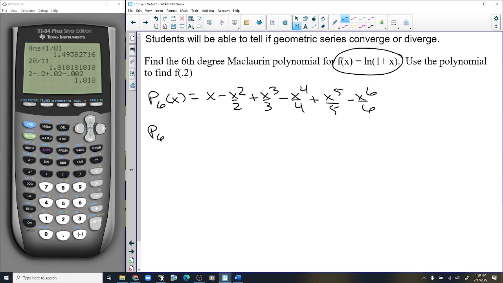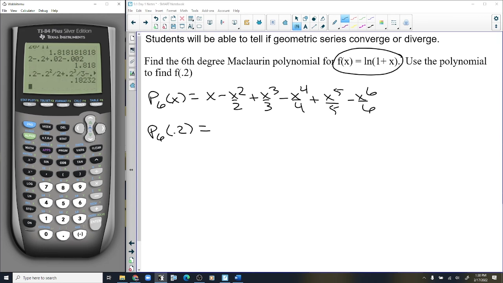So then P sub 6 of 0.2 is equal to, let's finish it out, 0.2 minus 0.2 squared divided by 2 plus 0.2 to the third divided by 3 minus 0.2 to the fourth divided by 4 plus 0.2 to the fifth divided by 5, and then minus 0.2 to the sixth divided by 6. I thought it was alternating, but then I started doubting it. I missed the 5, didn't I?